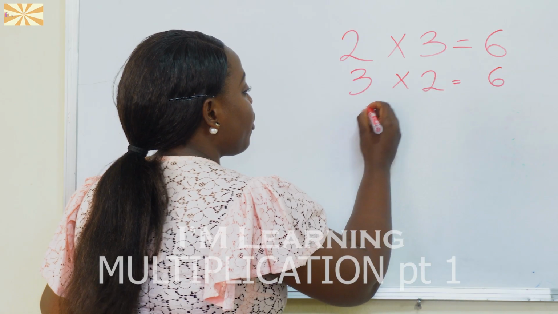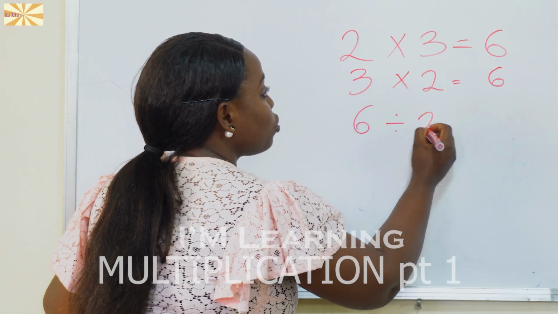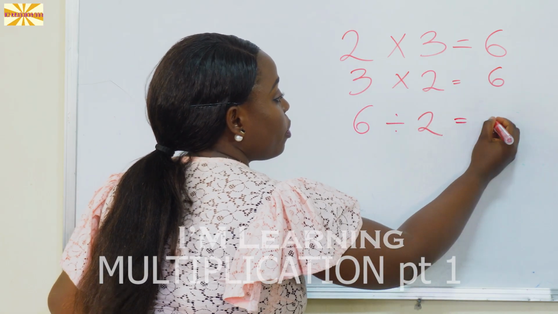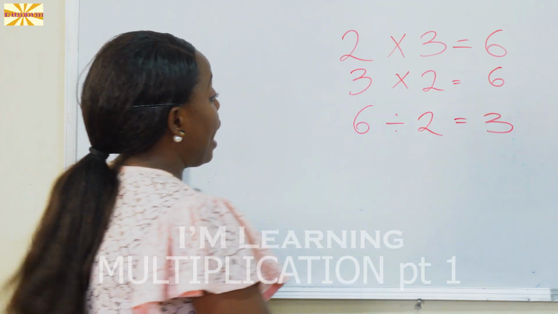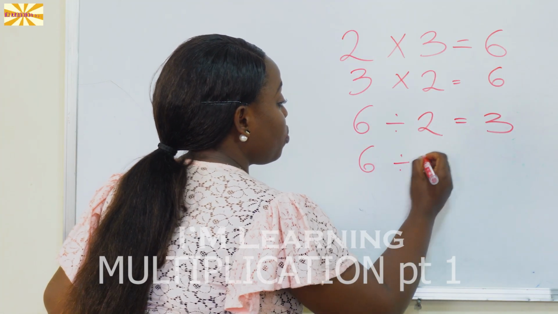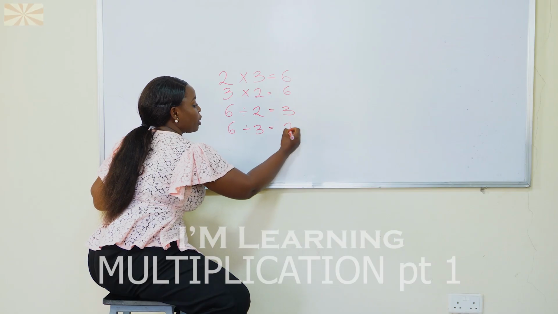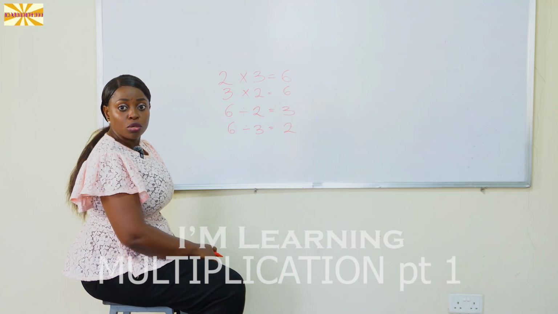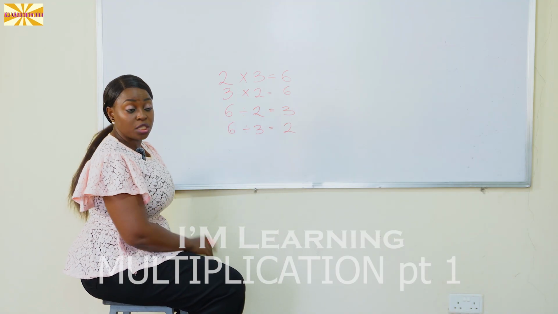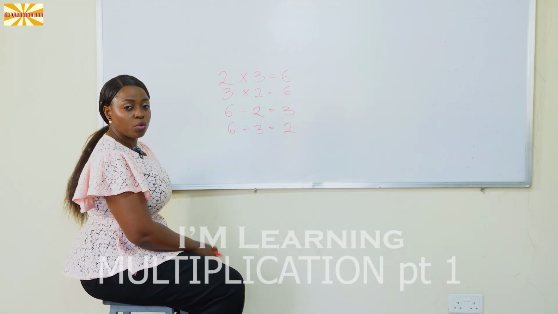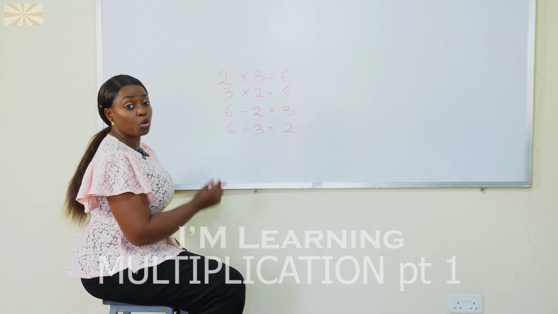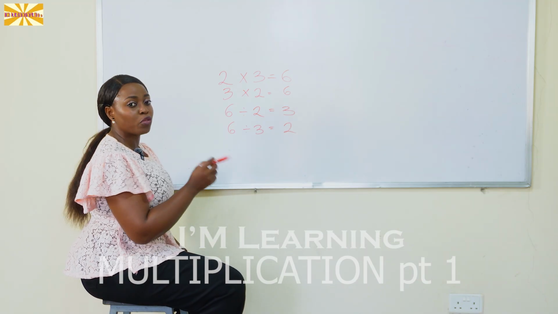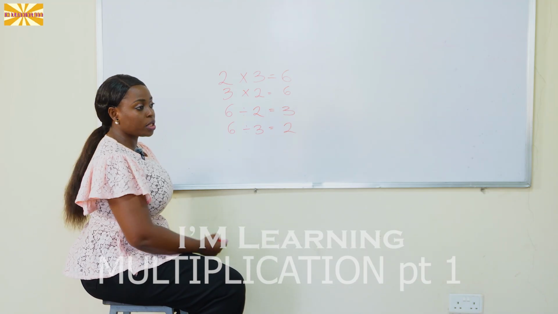So that means that if I say 6 divided by 2, it is going to be the missing number in the link, which is 3. And if I say 6 divided by 3, it is going to be the other number in the link, which is 2. So this is a very, very easy and fast way to use your knowledge of multiplication to solve division problems. Now let's look at another one.